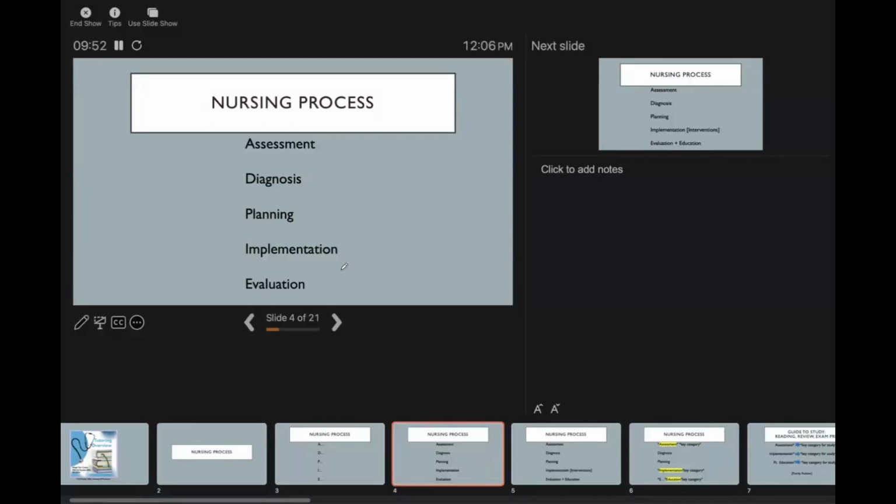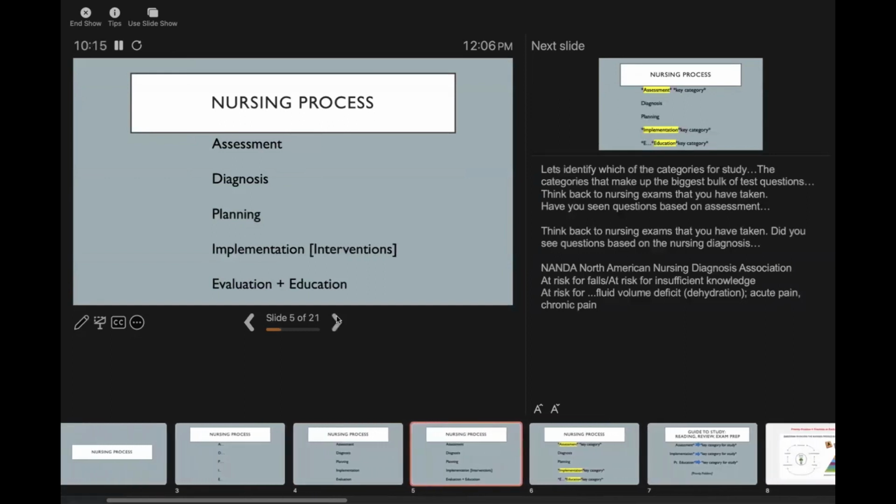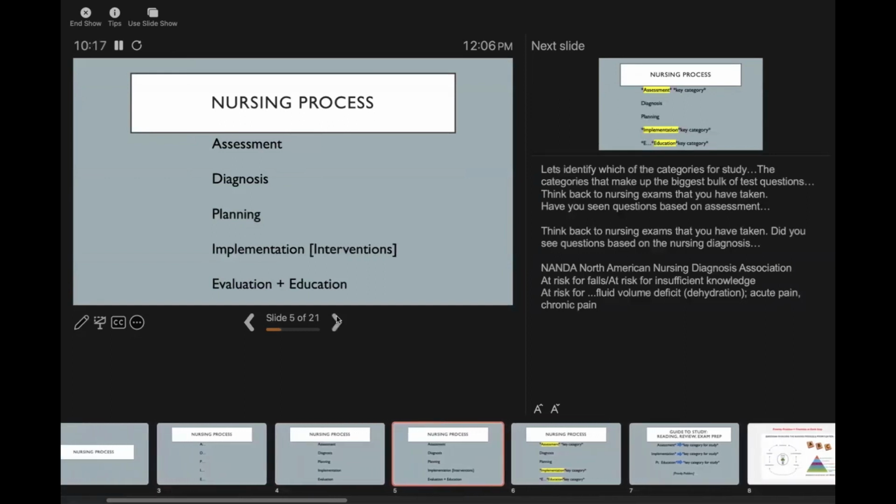And then in implementation, or sometimes some people call this interventions, right? This is where we're applying our nursing care. And then in our evaluation phase, we're going back to measuring if what we did was effective. So let me show you what I mean by this in studying, how we can use this in a study process. So right now, what I want you to do is think about when you've seen nursing test questions throughout your career here as a student.